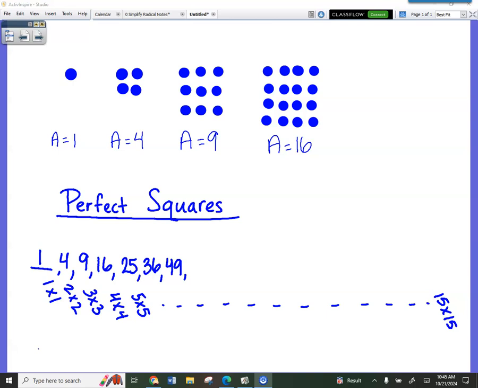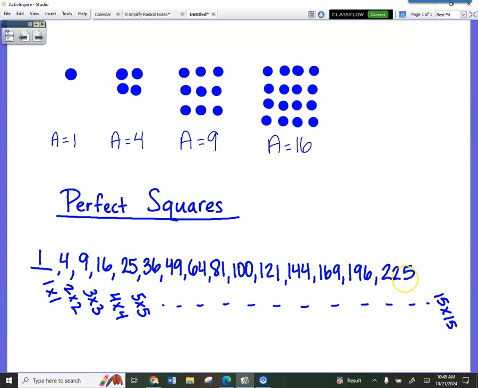So 7 by 7, y'all tell me the area. 49. 8 by 8, 64. 9 by 9, 81. 10 by 10, 100. 11 by 11, 121. 12 by 12, 144. 13 by 13, 169. 14 by 14, 196. 15 by 15, 225. There you go.